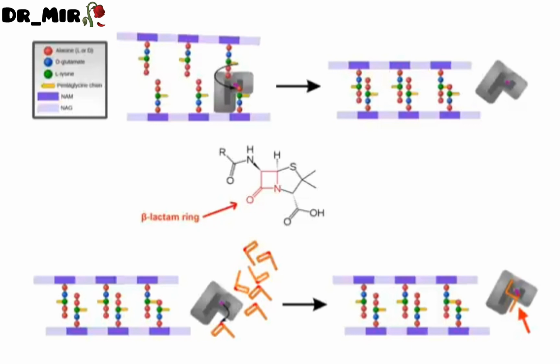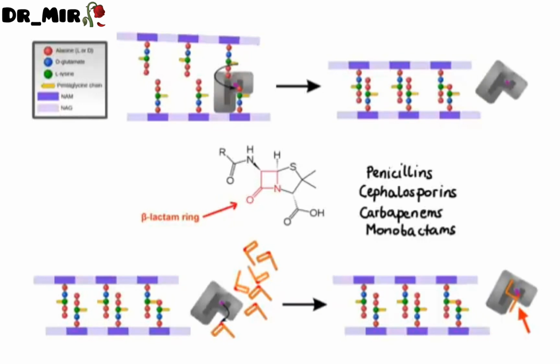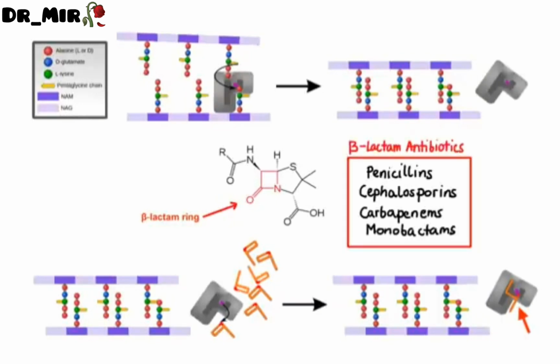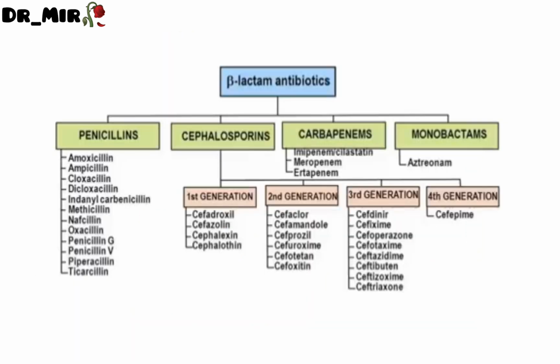Now, the beta-lactam ring is part of the structure of several antibiotic families, namely penicillins, cephalosporins, carbapenems, and monobactams. Collectively, we call them beta-lactam antibiotics. Here are some examples of beta-lactams. Due to the large number of antibiotics that belong to this family, keep in mind that this diagram is not meant to be exhaustive.